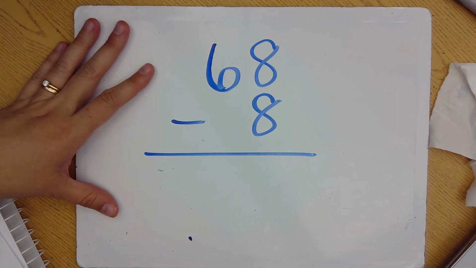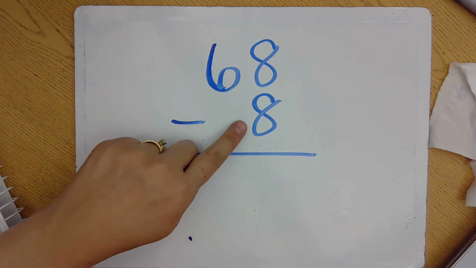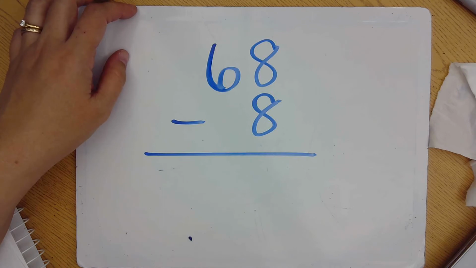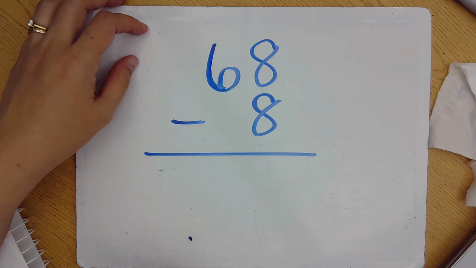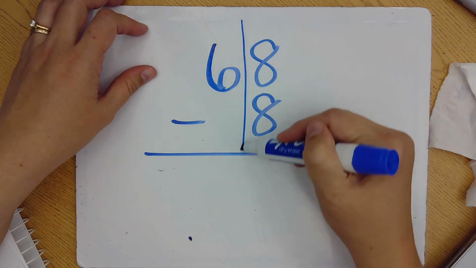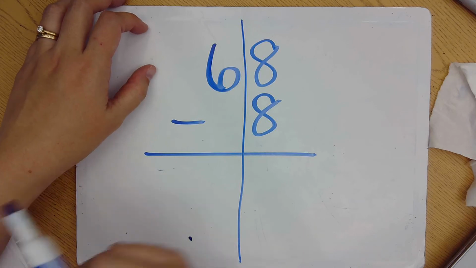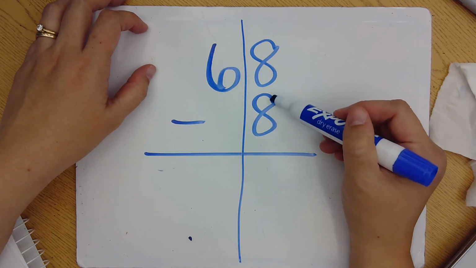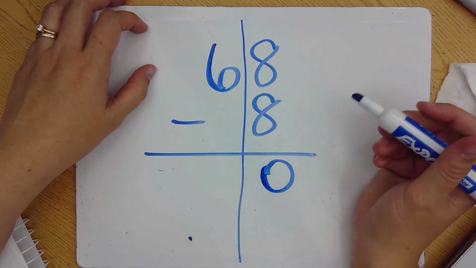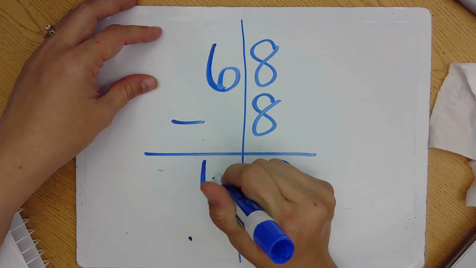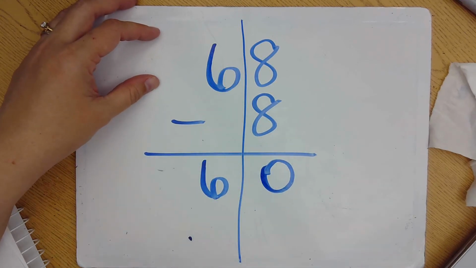I can count backwards. I probably don't want to count going up this time because I would be counting for a very long time. So I could use the counting back strategy, or I could separate these numbers and I could subtract one side at a time, starting with my ones place. I know that 8 minus 8 is 0, and I know 6 take away nothing is still 6. So my answer is 60.